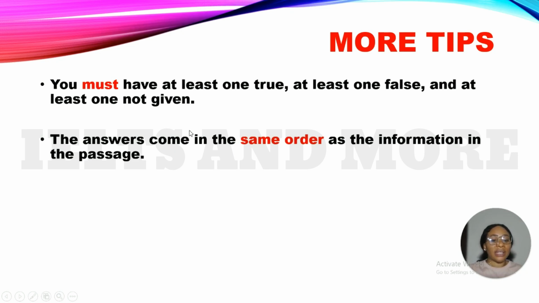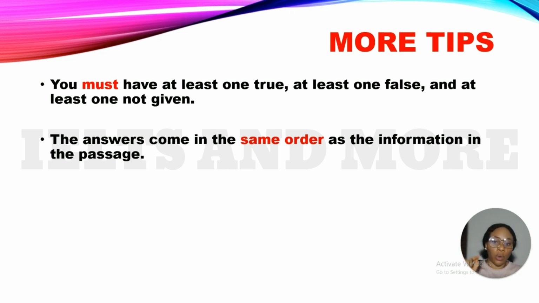The answers come in the same order as the information in the passage. Yes, this is very, very helpful to know. Okay? The answers will come in the same order. That means you are not going to see number 3 answer before you see number 1 answer. It's not possible for true, false, not given. There are some question types in IELTS reading that are random. But the point is, for true, false, not given, the answers come in the same order.